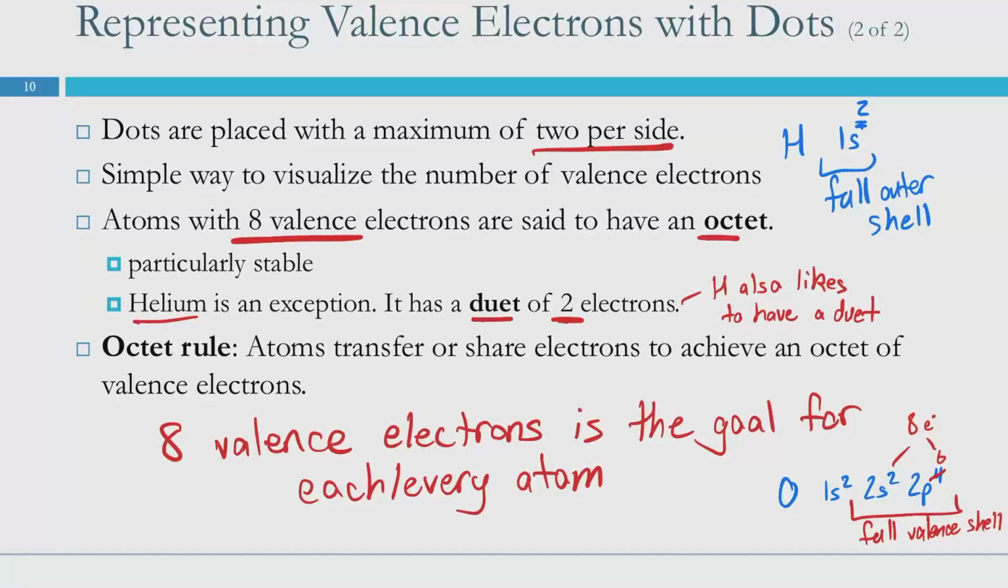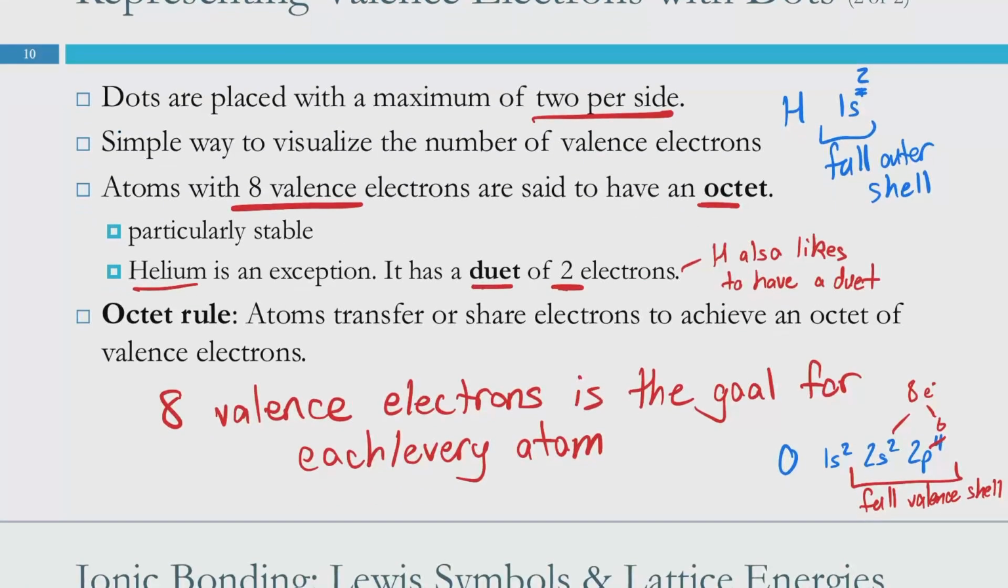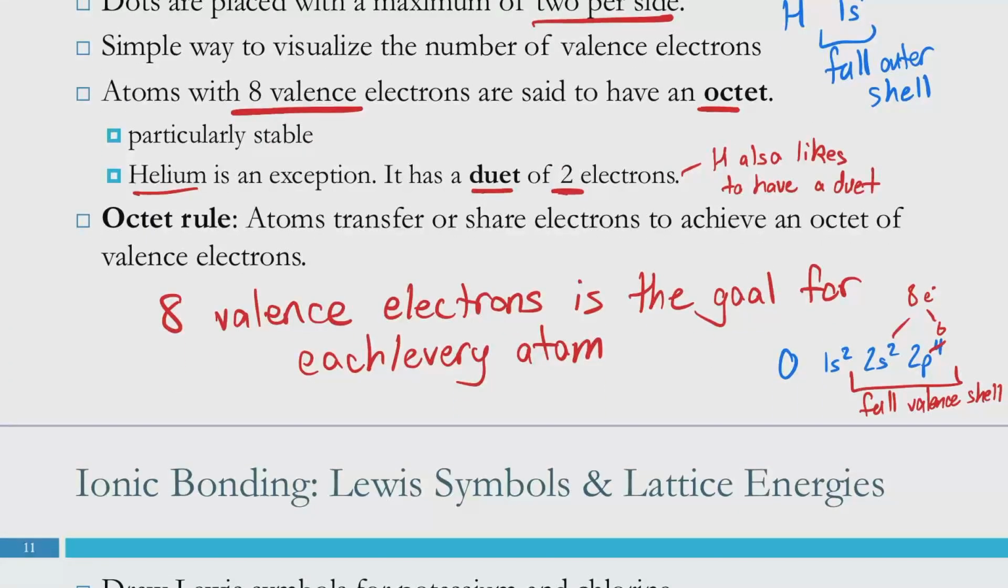So the reason that octet is the goal, or a duet in the case of small things like hydrogen and helium, is because we want a full valence shell for our electron configuration. It's easier, though, just to say we want 8 valence electrons. But that's the kind of behind the scenes. Questions so far?